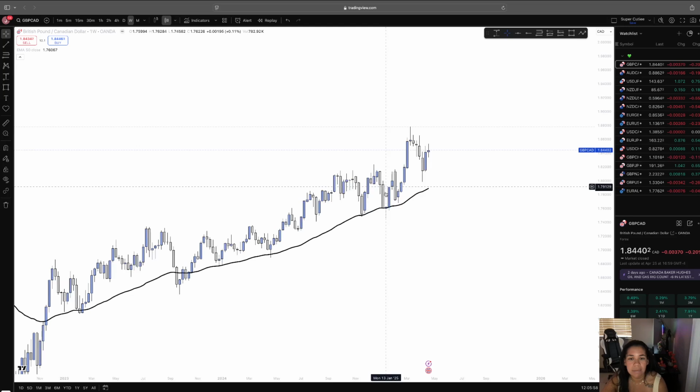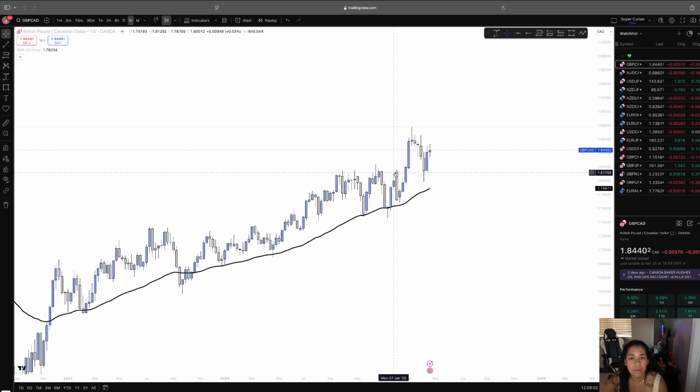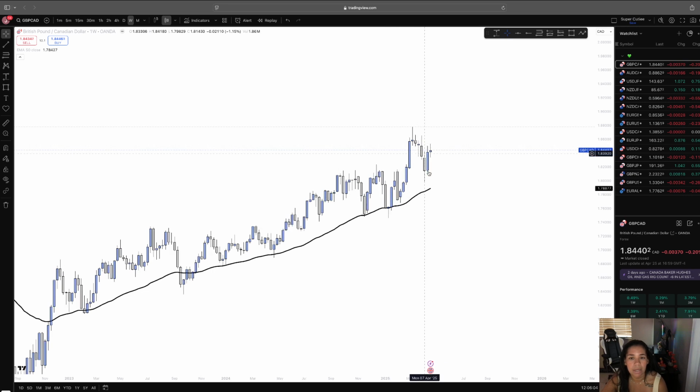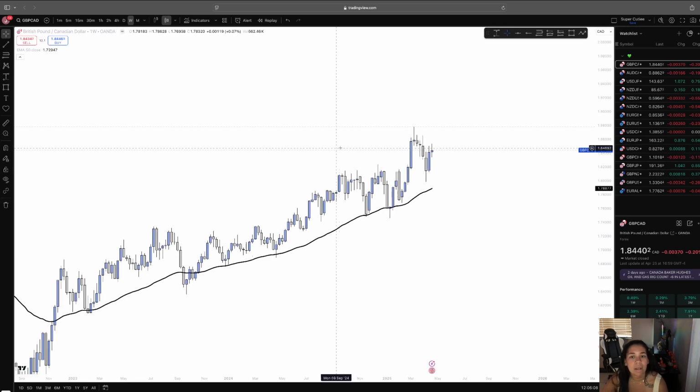So for my weekly time frame, we can see that we're having a low, higher high, higher low, higher high, and higher low. So we are definitely in an uptrend on the weekly time frame. As you can see, price broke out of this little area and it came back to retest it. I like when price has already retested on the weekly time frame.